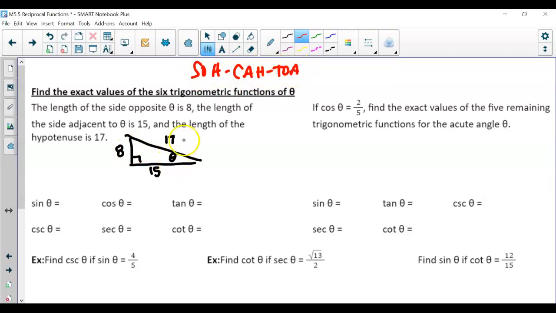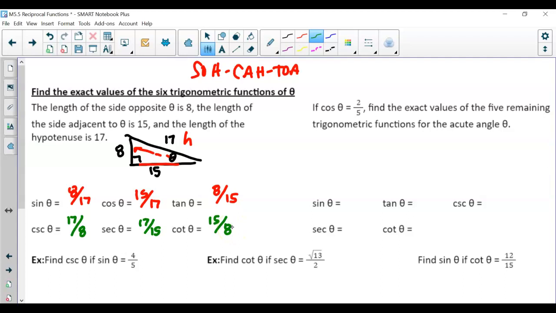So sine is opposite over hypotenuse. So hypotenuse again is 17, so 8 over 17. Cosine is adjacent, which is 15 over 17. And tangent is opposite over hypotenuse, or adjacent, sorry. So 8 over 15. So again, just practicing, right? Cosecant. So cosecant is the reciprocal of sine. So 17 over 8. Secant, 17 over 15, reciprocal of cosine. And cotangent is the reciprocal of tangent, so 15 over 8.